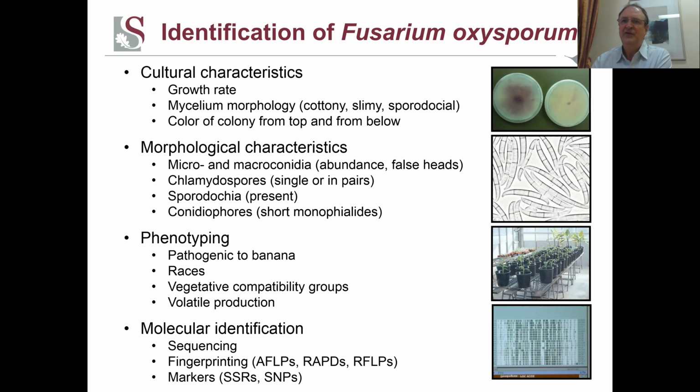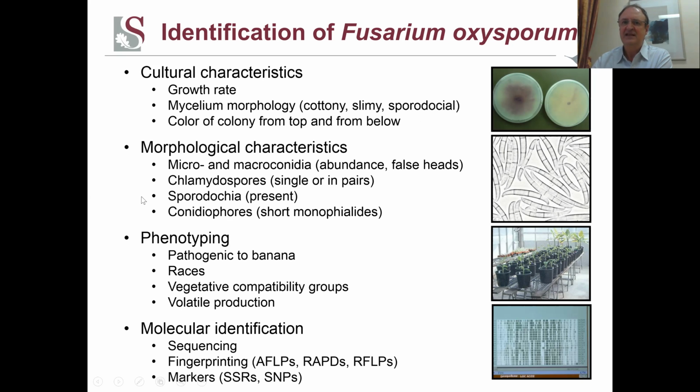Also the mycelium morphology. What we find with Fusarium oxysporum is that it does show a cottony type of growth. It has this purple center very often, and that center can be quite small, but it might also be larger. And then it's got a general cream color from the top and from the bottom.